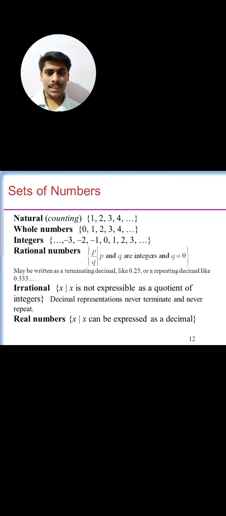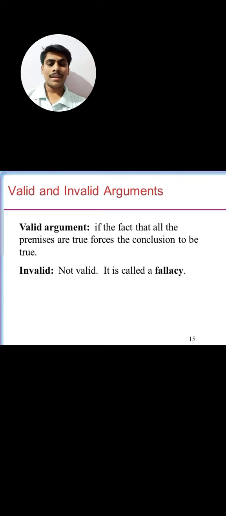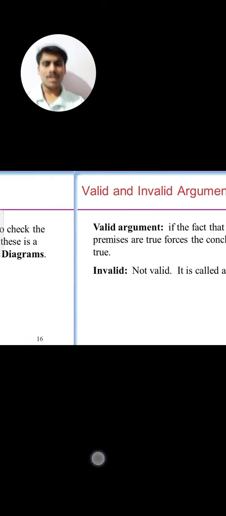Next we go to logical arguments, made up of premises and conclusions. Premises are assumptions, laws, rules, and widely held ideas or observations. The conclusion, together with the premises, forms a logical argument. Next, valid and invalid arguments. An argument is valid if the truth of all the premises forces the conclusion to be true. Otherwise it is invalid, not valid, called a fallacy.